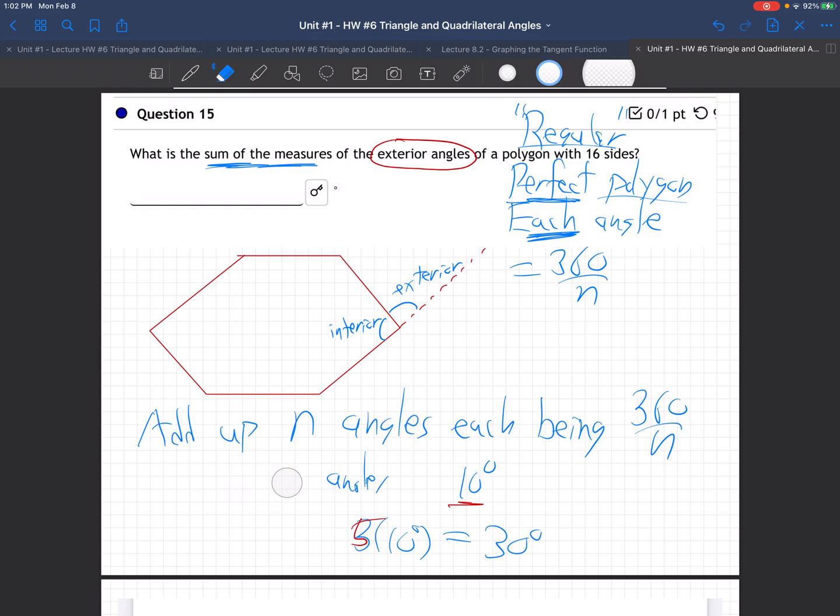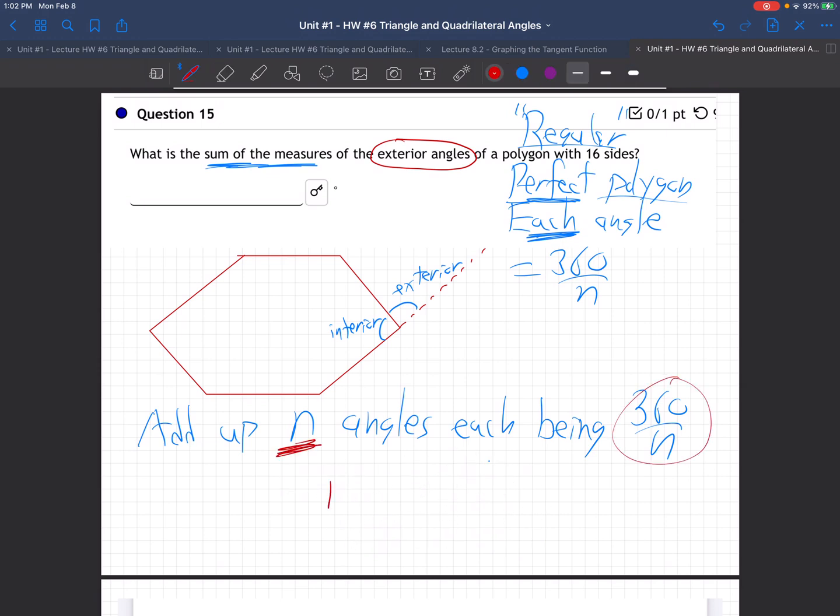So if you're going to add up n angles, and each one's 360 over n, then it's n times 360 over n. Does that make sense? If you're going to add up 5 angles, and they're each this, then you multiply by 5. If you're going to add up 7 angles, and they're each this, you multiply by 7. If you add up n angles, and they're each this, you multiply by n. Well, what happens when you multiply that by n?